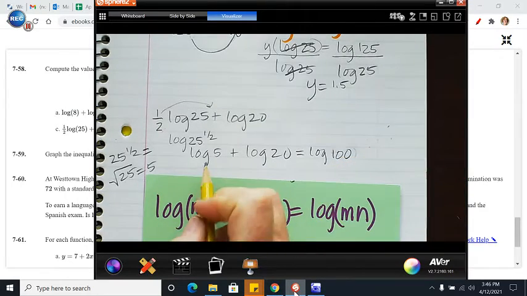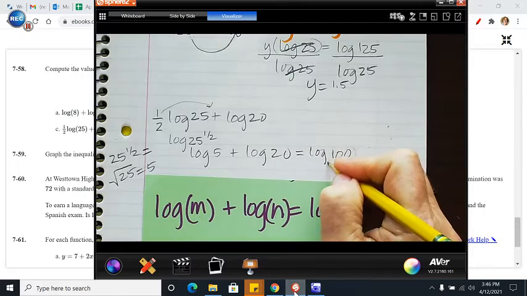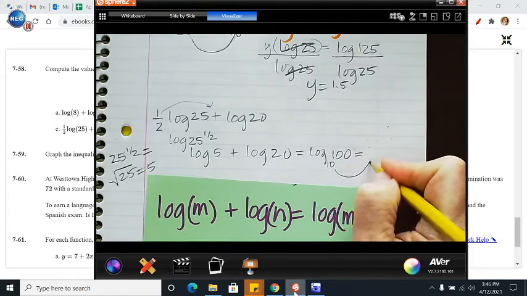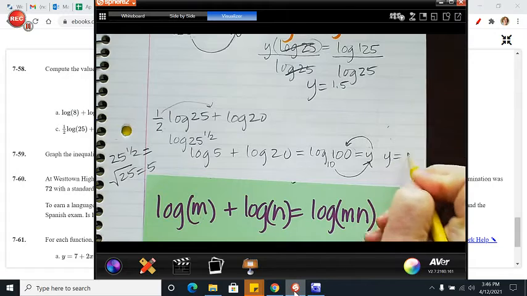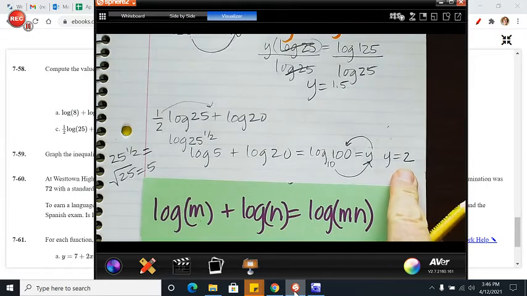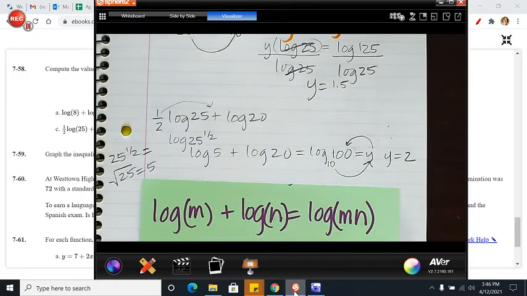And if the base is not written, that means you can assume it's 10. 10 raised to what power is 100? 10 to the second power is 100. So that final answer would be 2.